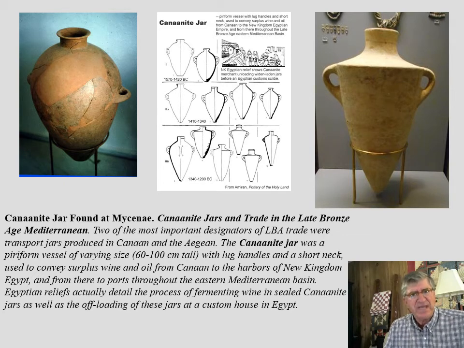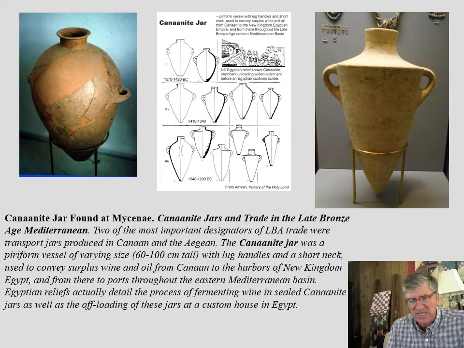But one of the great exports that we see, and again, it's just a container. These are transport amphoras known as Canaanite jars. As you can see, they're anywhere between 30 to 60 centimeters tall. The reliefs indicate that they carried wine, possibly olive oil as well. So these are transport containers to put on ships and convey overseas.